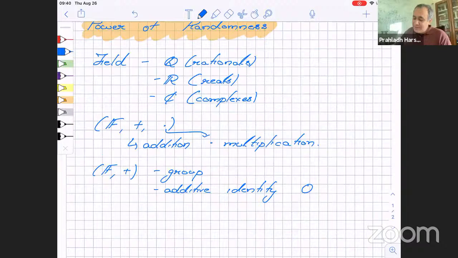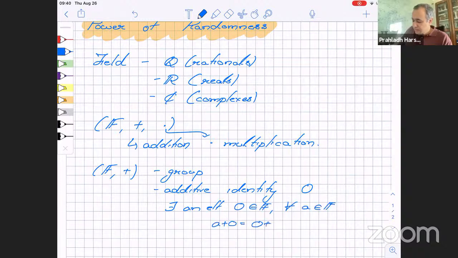Fair enough. So additive identity, what do I mean? That is, there exists an element which we will call 0 in F, such that for all elements A in F, A plus 0 equals 0 plus A, and you get back A. That's what I mean by additive identity.